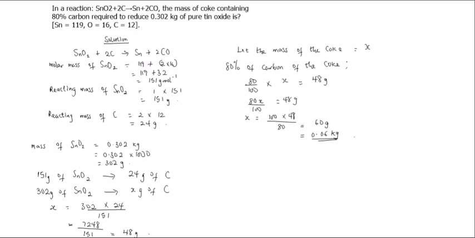We've just come to the end of the solution to the question, and we've gotten the mass of the coke containing 80% of carbon to be 0.06 kilogram, and that will be all.